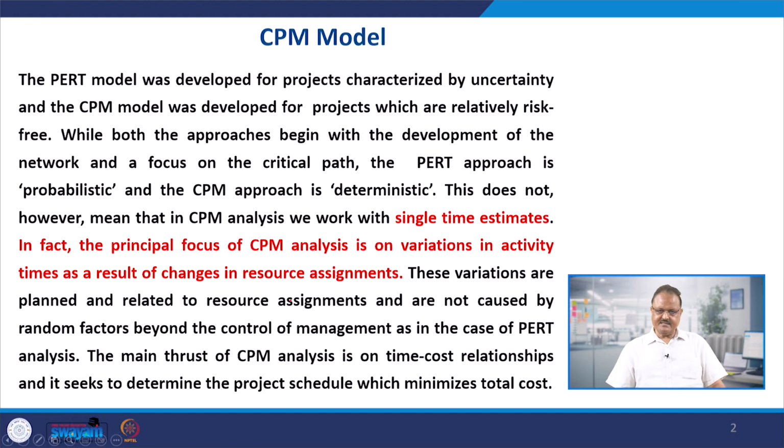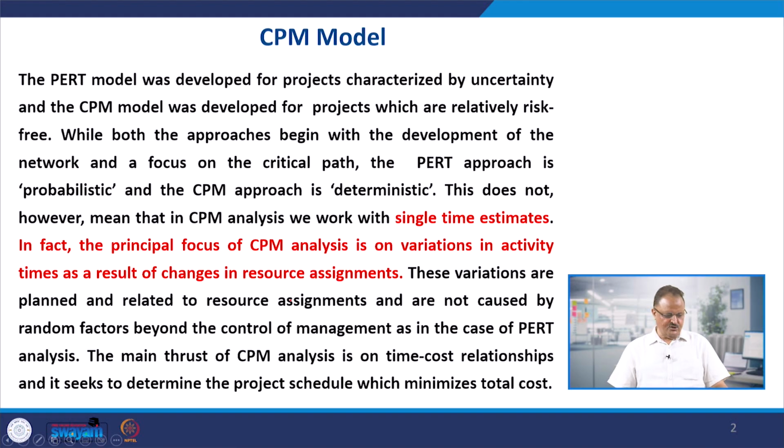When we are developing the critical path using CPM, we have to very clearly understand the difference between PERT and CPM. We have talked at length about the PERT and CPM differences, but as we know, the PERT model was developed for projects characterized by uncertainty, and the CPM model was developed for projects which are relatively risk free, right?